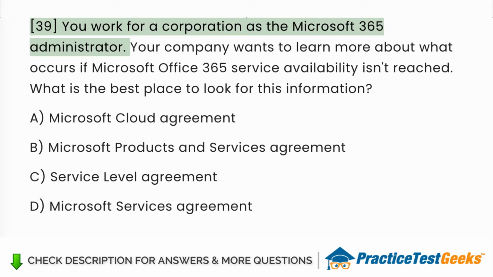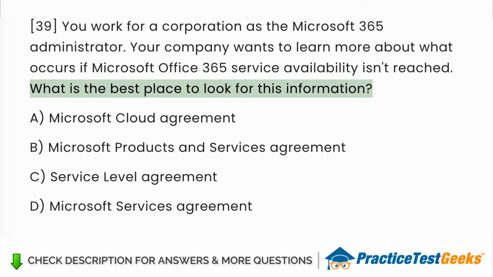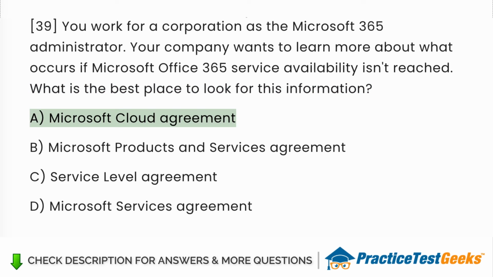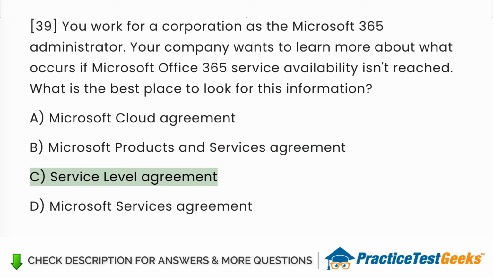You work for a corporation as the Microsoft 365 administrator. Your company wants to learn more about what occurs if Microsoft Office 365 service availability isn't reached. What is the best place to look for this information? A. Microsoft Cloud Agreement. B. Microsoft Products and Services Agreement. C. Service Level Agreement. D. Microsoft Services Agreement.